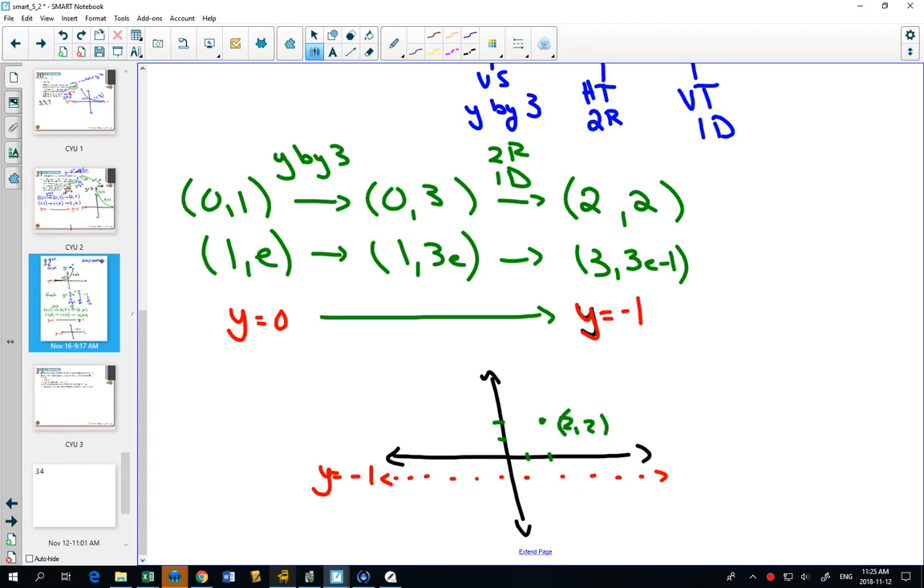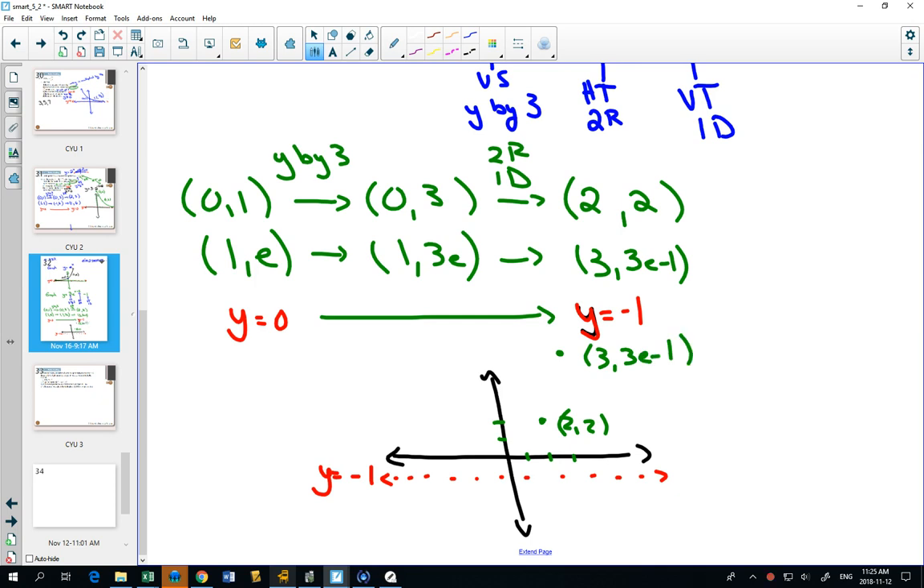How do we graph 3, 3e minus 1? Well, you can estimate e by taking 2.7 and multiplying it by 3. It's 8.1-ish. And then 8.1-ish minus 1 would be 7 point something. So I can go to 3 and then up here around 7. Estimate where 3e minus 1 is.